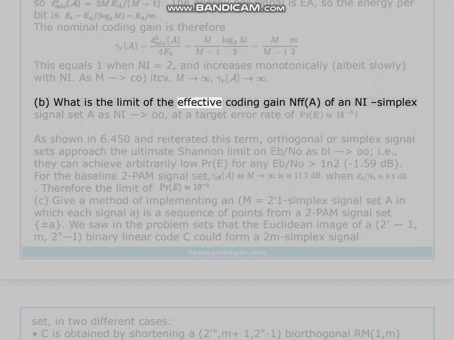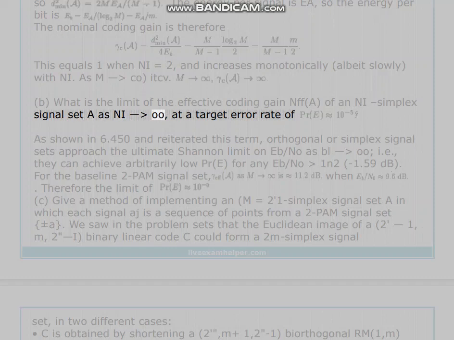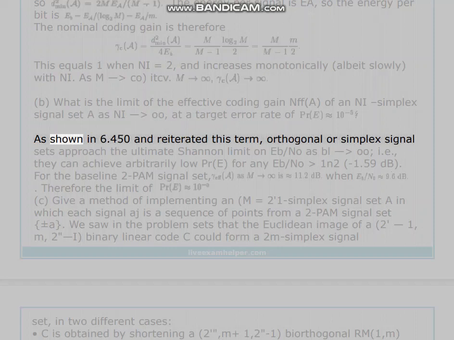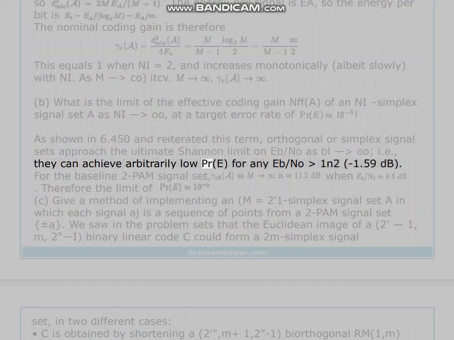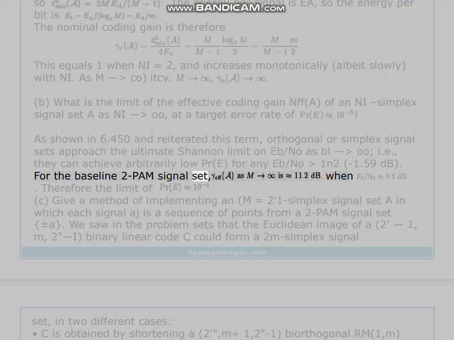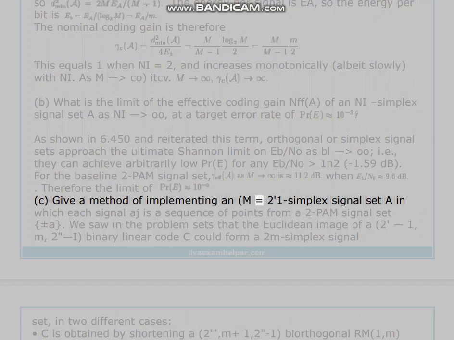B. What is the limit of the effective coding gain γ_eff(A) of an M-simplex signal set A as M → ∞, at a target error rate of 10^-5? As shown in 6.450 and reiterated this term, orthogonal or simplex signal sets approach the ultimate Shannon limit on Eb/N0 as M → ∞, i.e., they can achieve arbitrarily low Pr(E) for any Eb/N0 greater than ln 2, or -1.59 dB. For the baseline 2-PAM signal set, the limit of γ_eff is therefore the corresponding gap to that limit.